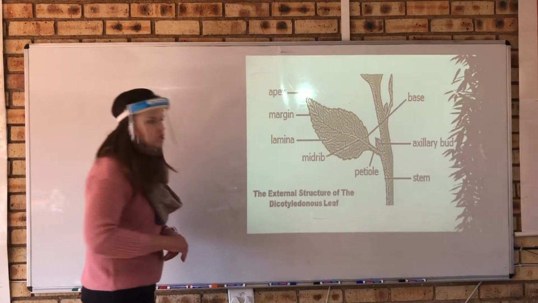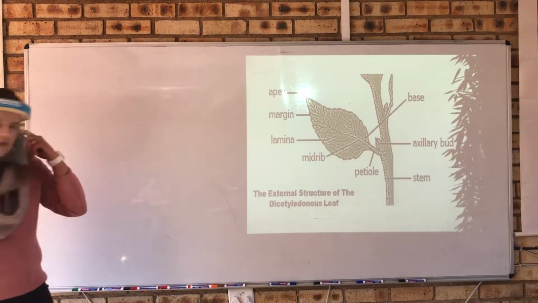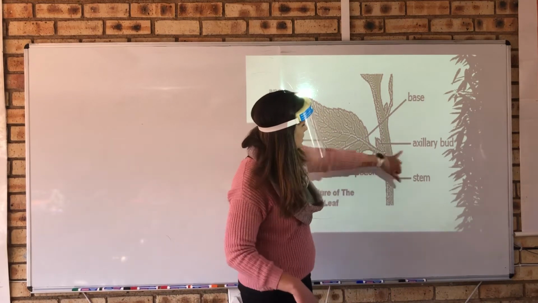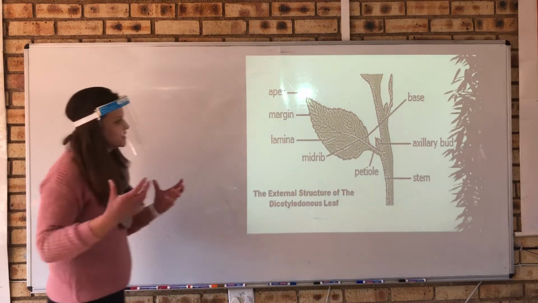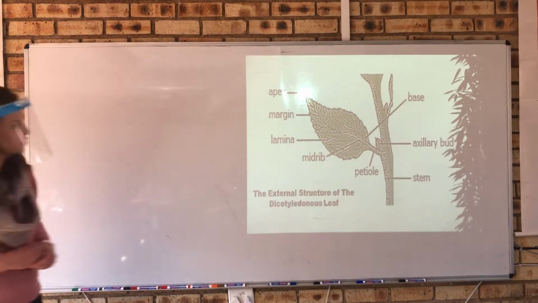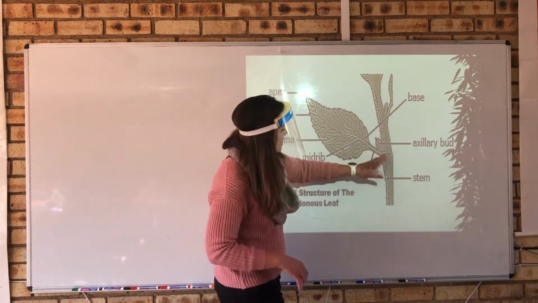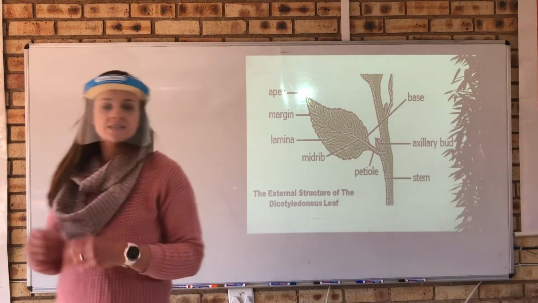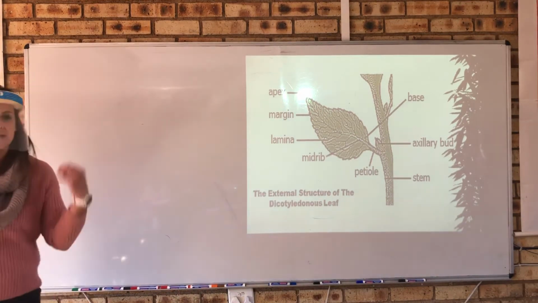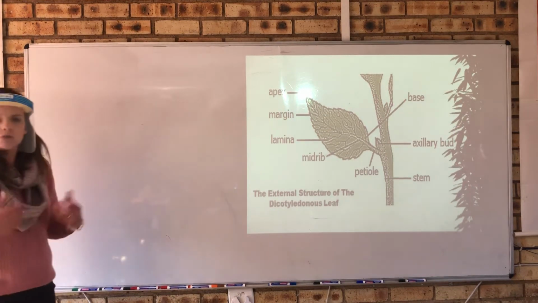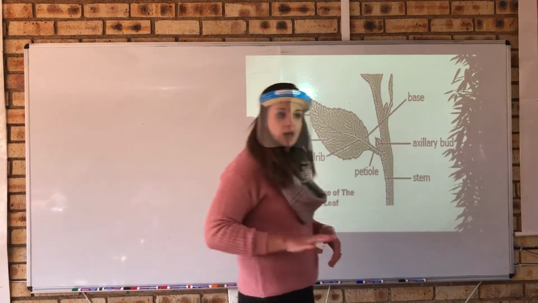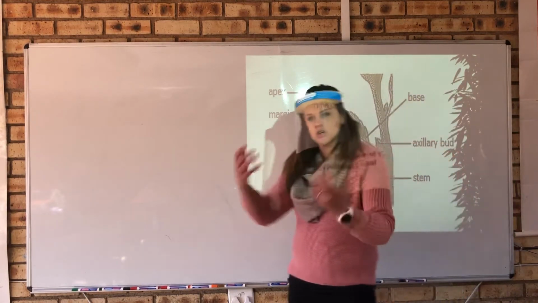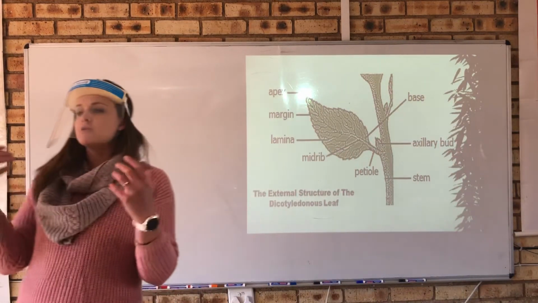So yesterday, just quickly, with regard to the external structure of the leaf, a leaf is attached to the stem by the petiole. It's at that point that we have what we call an axillary bud. An axillary bud is where a new leaf will start to grow. So we have a petiole. That petiole is continuous with the midrib. The midrib is the main vein, and it will contain xylem and phloem, vascular tissue, to transport water as well as food to the leaf or away from the leaf.